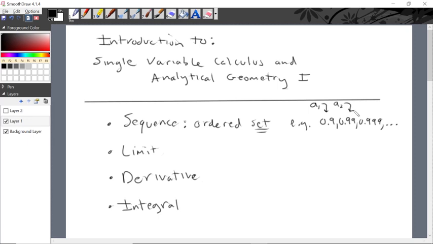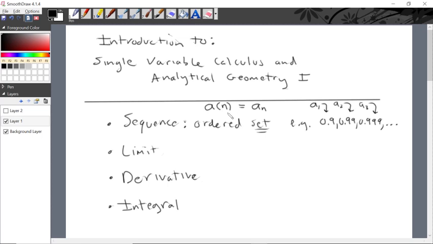The second number in the sequence, I'll call it a sub 2, 0.99. And the third number in the sequence, I'll call it a sub 3, and so on and so forth. So we could say that the nth term in this list would be a sub n. The sequence is going to be defined generally by the term a sub n. You can think of that as a function output, where the function is called a, and the input to that function, instead of being x, is n.